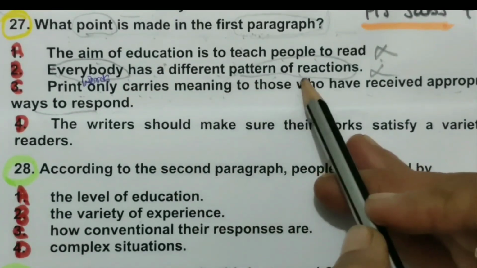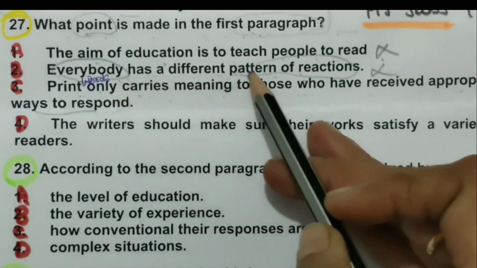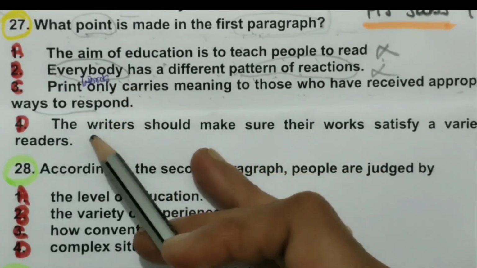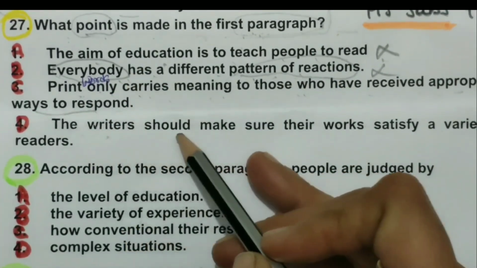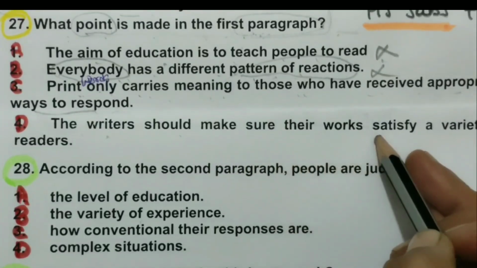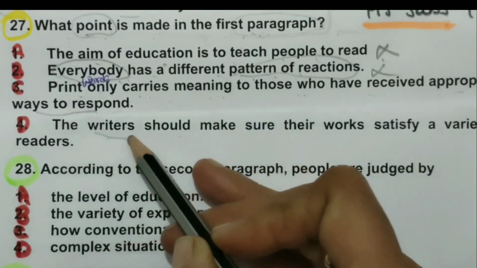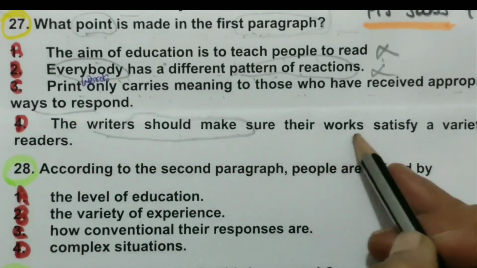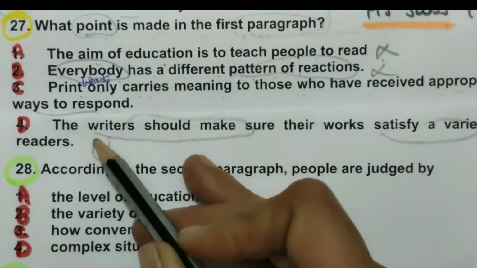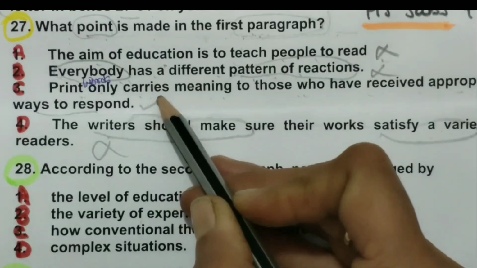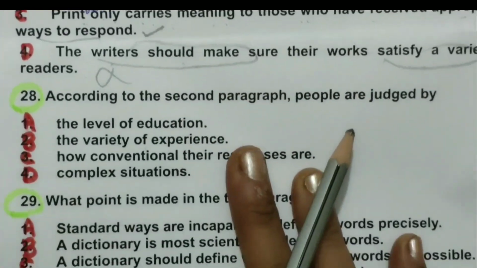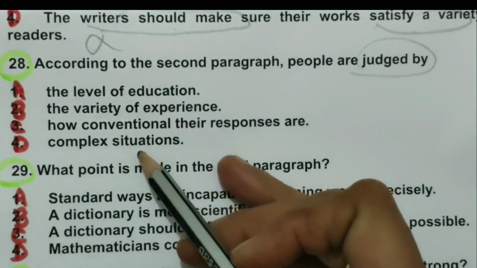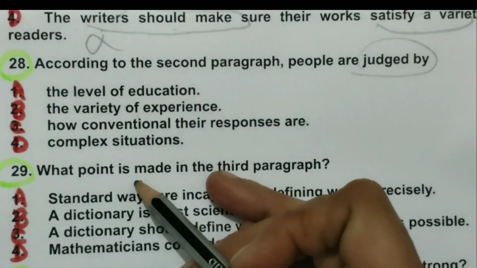Everybody has a different pattern of reaction. It is also not explained. Different patterns of reactions are also there, but they are not talking about everybody. The fourth one is: writers should make sure their works satisfy a variety of readers. So this is absolutely not given. So this is left only, so we can select this. Okay. So 28, according to the second paragraph, people are judged by. Okay, let's read the second paragraph.